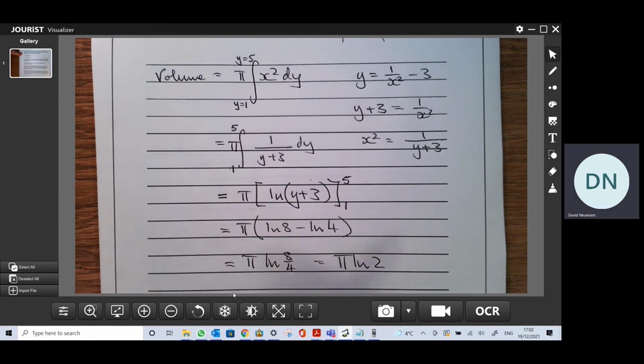Right, we're going to finish there for this start on the volumes of revolution. What we'll come back to in the next video is we'll look at volumes of revolution with parametric curves, and then we'll also look at some modeling with volumes of revolution.